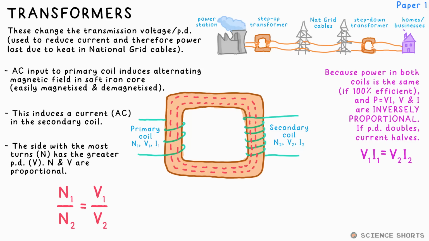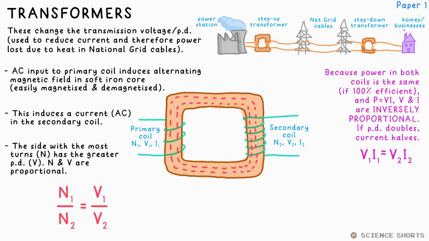The reason I goes down when V goes up is because P is equal to VI, and if it's a perfect transformer, this will be the same across both. The magnetic field reason you have a different voltage induced in the secondary coil is because there are more or fewer turns in the coil to capture the flux that's in the core.